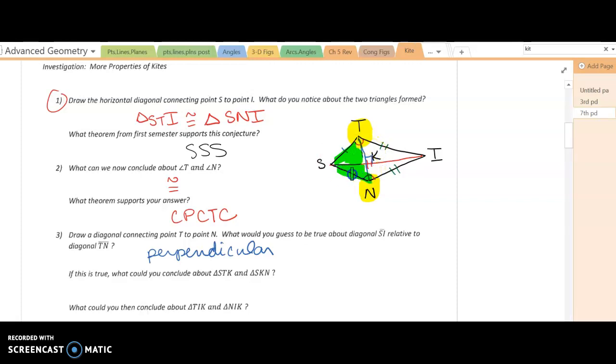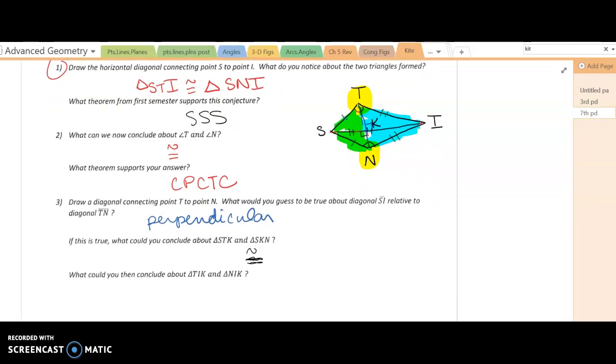And SKN, well, to me, they look like they're congruent. And we could say that actually by, see, we have hypotenuse congruent, we got 90-degree angles, we got a common side. That would be what? Hypotenuse leg. And then what could we conclude about TIK and TKN, NIK?